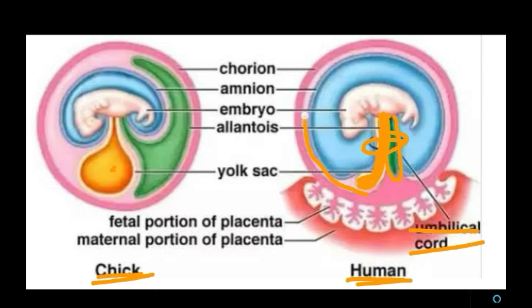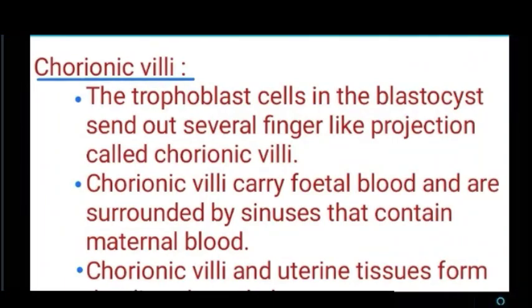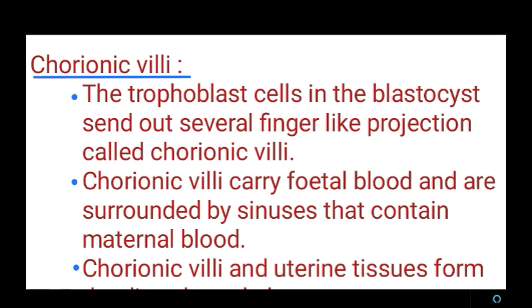So chorion is the outermost extraembryonic membrane. It encloses all other embryonic membranes, that is amnion, yolk sac, and allantois, along with the embryo, and it also helps in the formation of the placenta. Next we are going to see how this chorion helps in the formation of the placenta. So here we are going to see about the chorion.